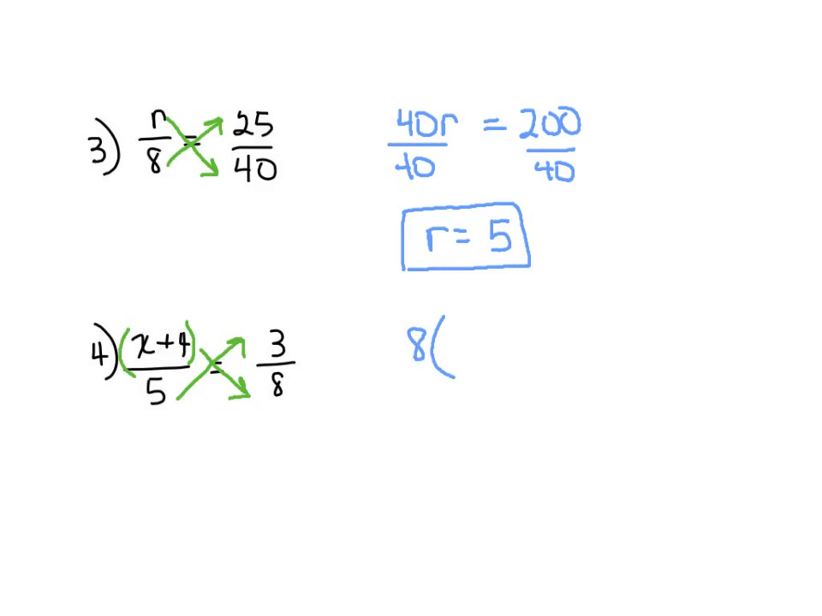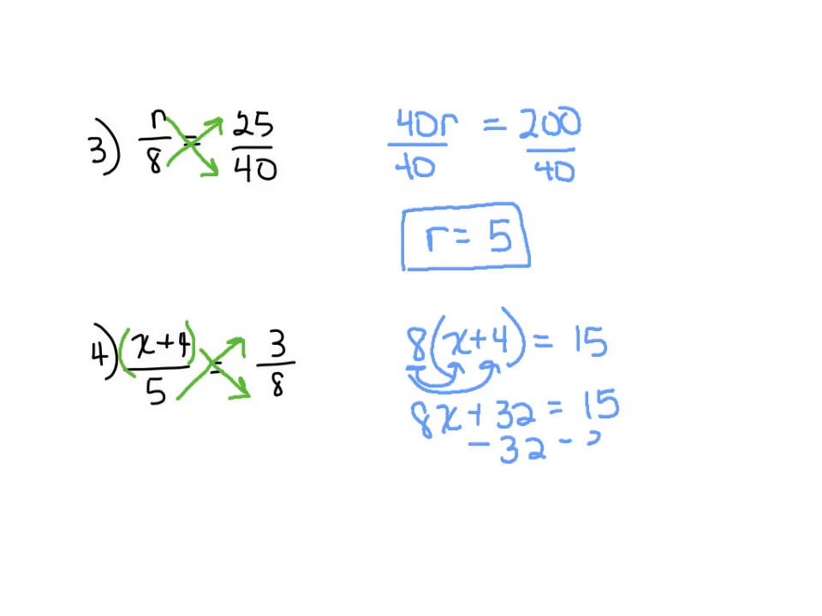8 times (x + 4) is equal to 5 times 3, which is 15. And I wrote it that way because I want you to realize that we need to distribute here. So let's do that. 8x + 32 is equal to 15. Let's go ahead and subtract 32 from both sides. 8x is equal to negative 17.